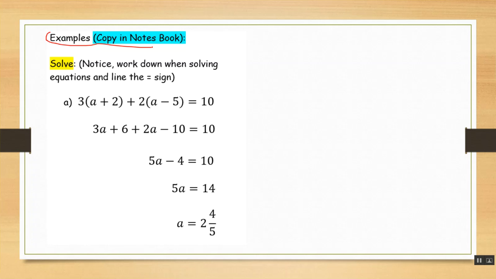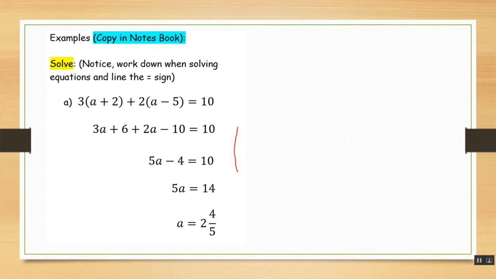So our first example that goes in your notes book is this one, 3a plus 2 lots of a minus 5 equals 10. We need to expand the brackets here first. So 3a plus 6 comes from here. Same thing with this one, 2a minus 10 equals 10 for our equation.